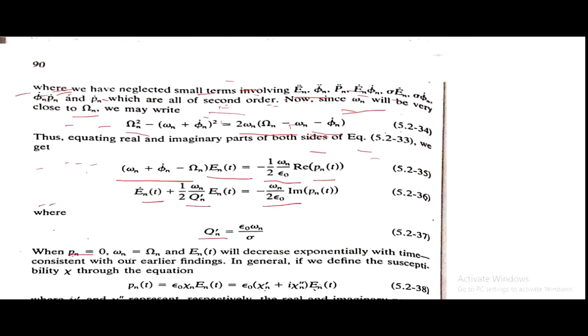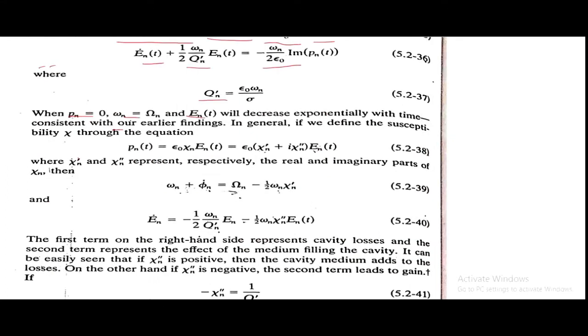Here, when Pn of t equals 0 and omega n equals omega n, En of t will decrease exponentially with time, which is consistent with our earlier findings. In general, we can define the susceptibility chi through the equation Pn of t equals epsilon 0 chi n En of t. This is equal to epsilon 0 chi dash n plus i chi double dash n En of t. Here chi dash n and chi double dash n represent the real and imaginary parts of chi n respectively.